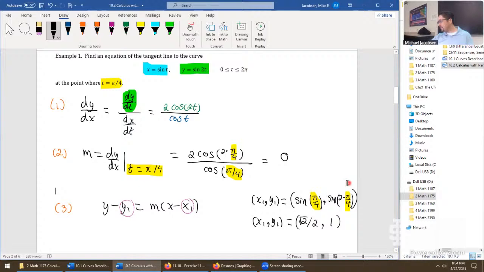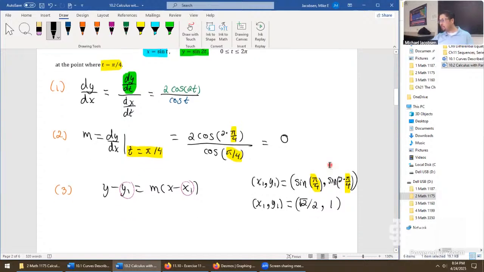Hang on, let me take another look at this. Sine pi over 4, sine pi over 2. So I think we've got the right values, but the slope here is nice, right? It's just 0, so we get y minus the y1 value, 1, equals slope m, 0, times x minus the x1 value, root 2 over 2. So this is just a y minus 1 is 0. And so the tangent line is horizontal at height 1.